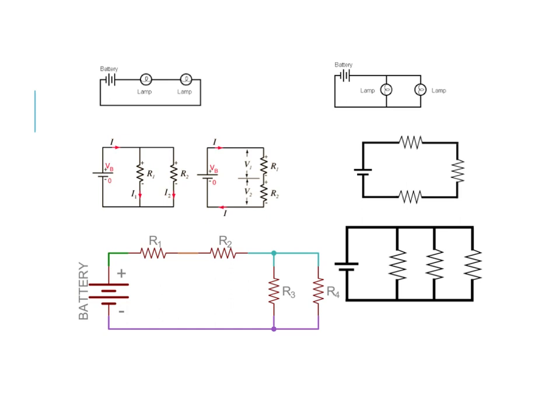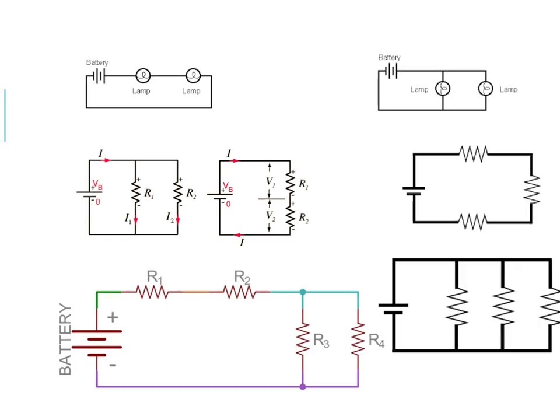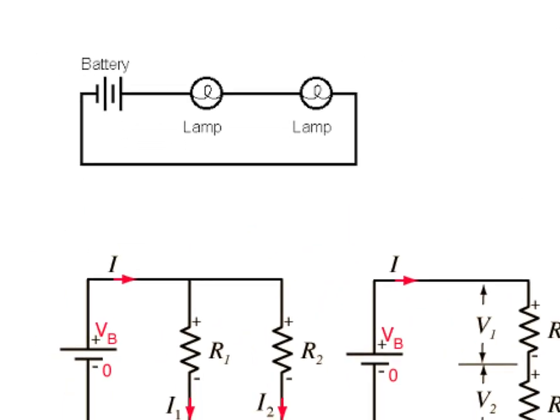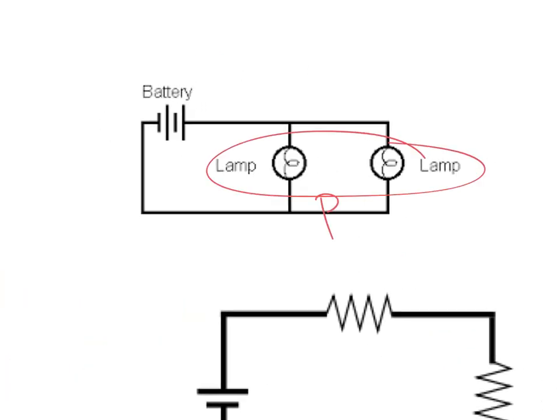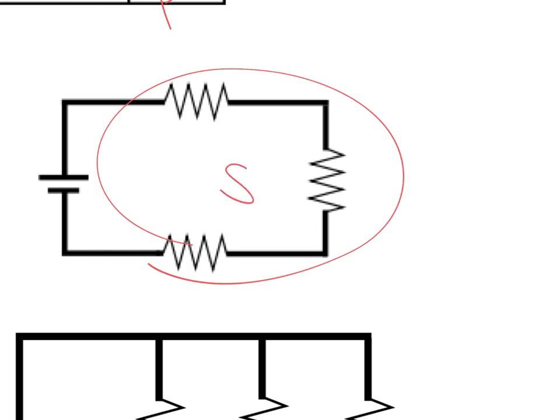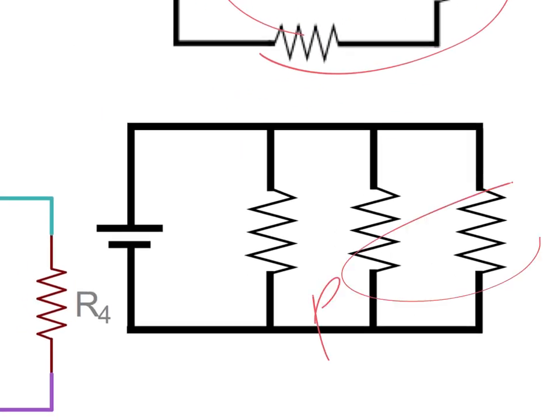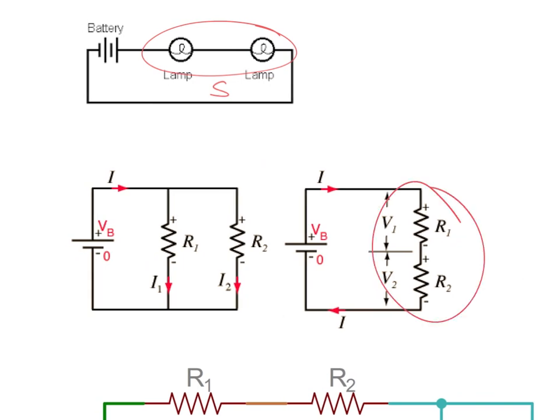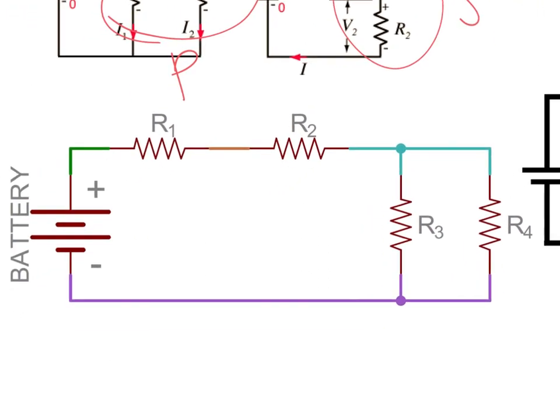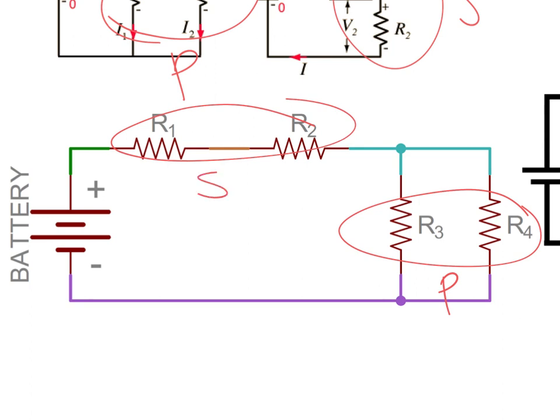So yesterday and the day before, we were building circuits, and you should be able to look at all of our circuits and tell me whether or not it is in series or in parallel. So these two are in series. These three are in series. These three are in parallel. We have series, parallel. And then look, this is where it starts to get harder. These two are in parallel. These two are in series.